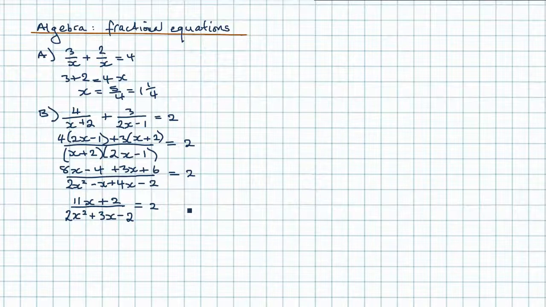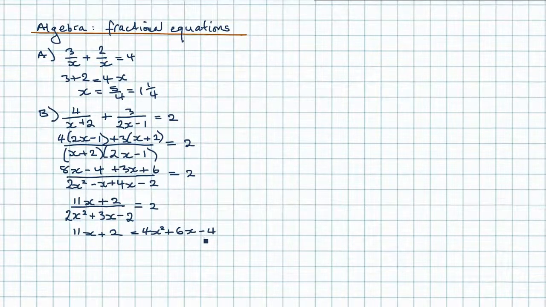Now, the final stage in the process is you want to rationalize the denominator. You certainly don't want a quadratic in the denominator, so we're trying to get everything into the numerator, in other words. And we simply do that by multiplying by this expression. So we're going to end up with 11x plus 2 equal to 2 times 2x squared, which gives us 4x squared. 2 times 3x is going to give us 6x, and 2 times negative 2 gives us minus 4.